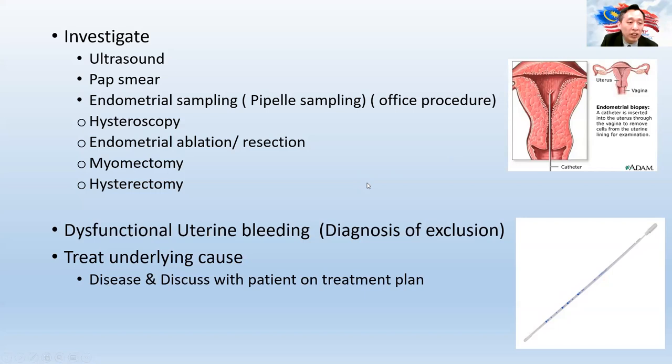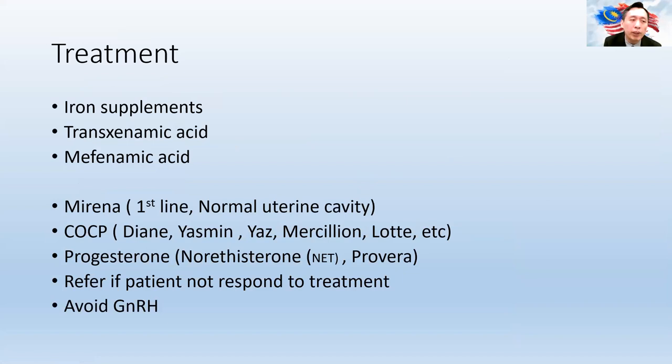Treatment-wise for menorrhagia and abnormal uterine bleeding: iron supplement, tranexamic acid, an antifibrinolytic, to stop the bleeding. Mefenamic acid is also good as a prostaglandin inhibitor. You can also reduce the pain and reduce the bleeding. Actually, the first line is Mirena. If you know how to put in the IUCD inside the uterus, then it will be good. If you have ultrasound, you can even do it under ultrasound guidance. Other than that, you can start a COCP, a simple COCP, Diane, Yasmin, Mercilon, etc. Sometimes some GPs can start norethisterone or Provera. If the patient does not respond to your treatment, please refer. Avoid the gonadotropin releasing hormone antagonist or agonist.